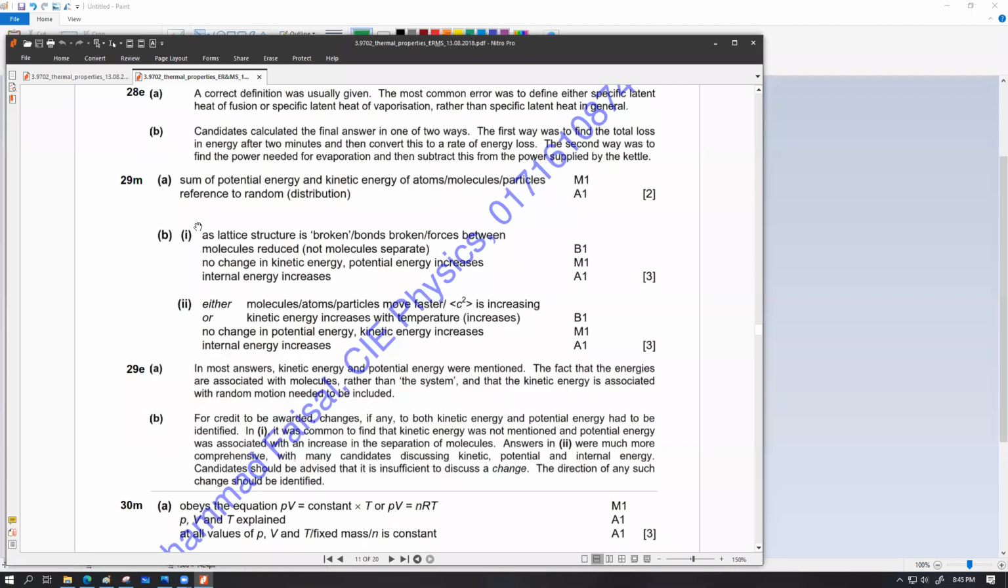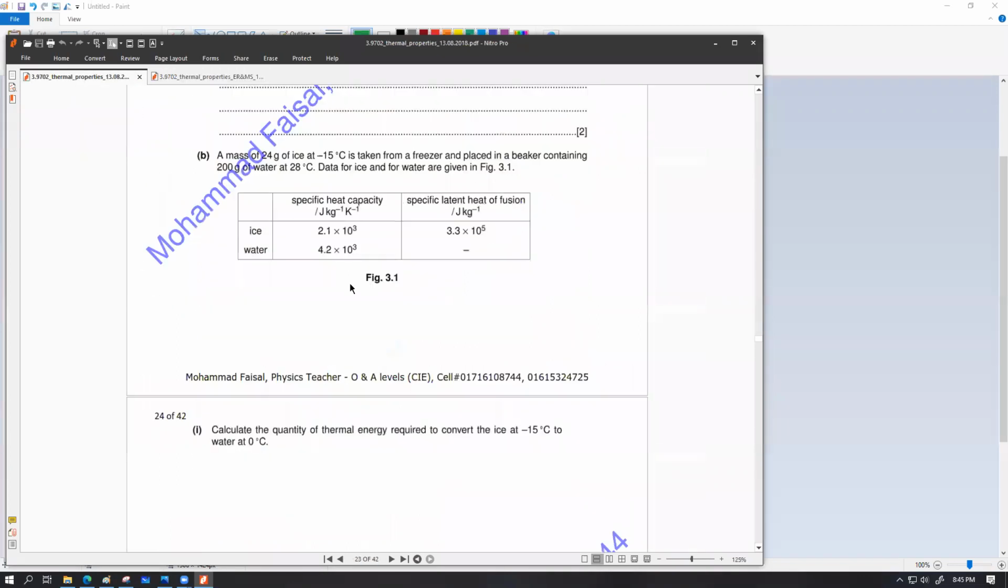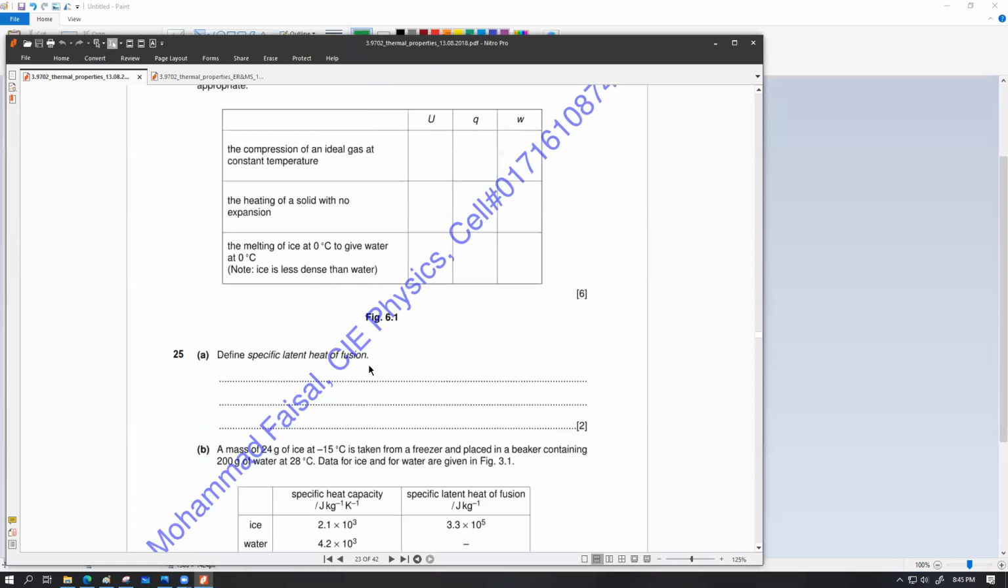When the force is reducing, because whenever the process happens.